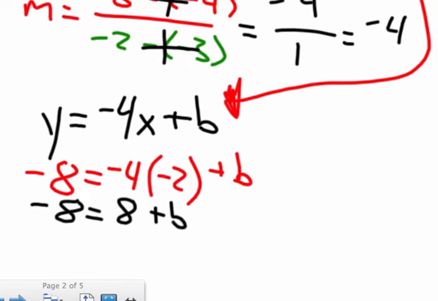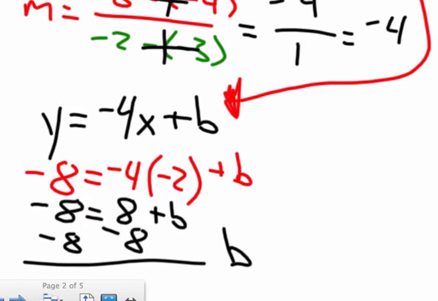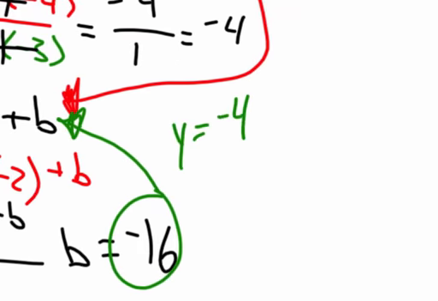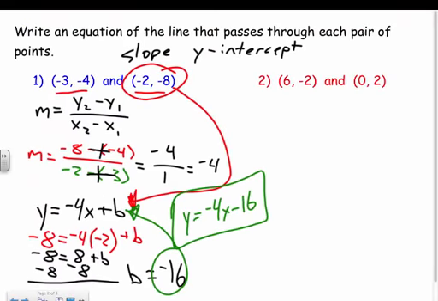So a negative times a negative is a positive, and we subtract our 8 over to give us -16. And so to write our equation in the end, we have to plug that -16 into our equation right up here. So y equals -4x minus 16 would be our answer. Okay, so just make sure, you've got to get your slope, you've got to get your y-intercept, and then plug them into your equation at the end.